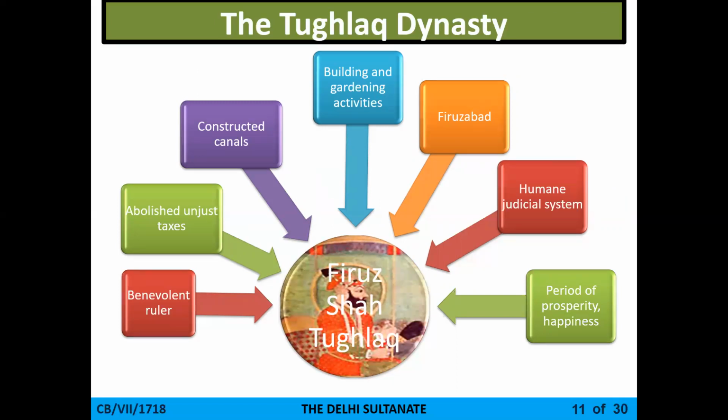So Ghiyasuddin reduced it. Then Muhammad bin Tughlaq again raised the taxes and levied extra taxes, which were abolished by Firuz Shah Tughlaq. To improve agricultural production, he constructed many canals and repaired the old ones. He founded the city of Firuzabad. He banned many inhuman punishments which prevailed during those times, and reformed the judicial system.